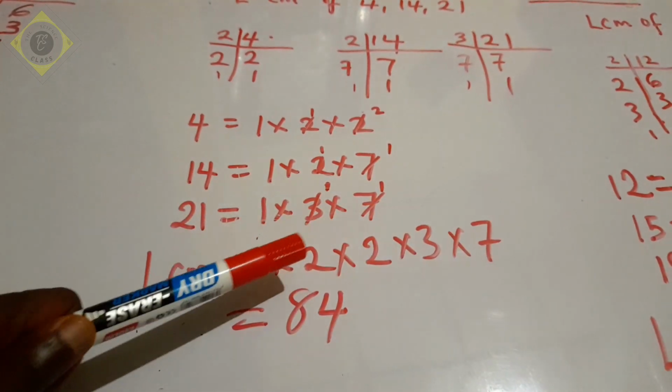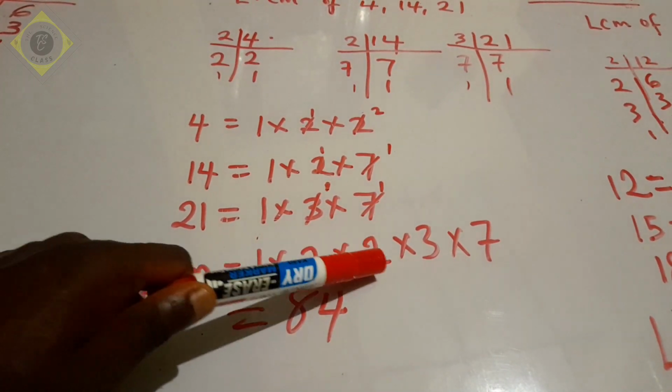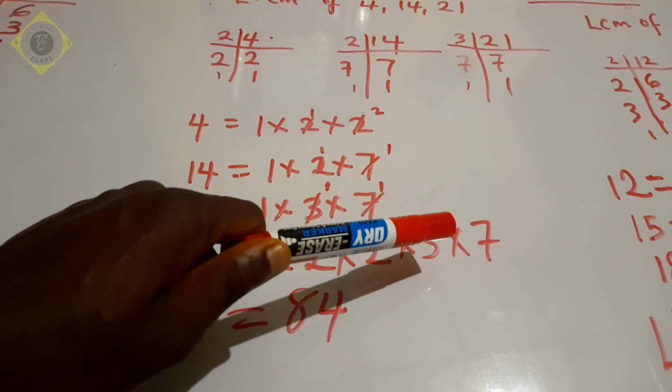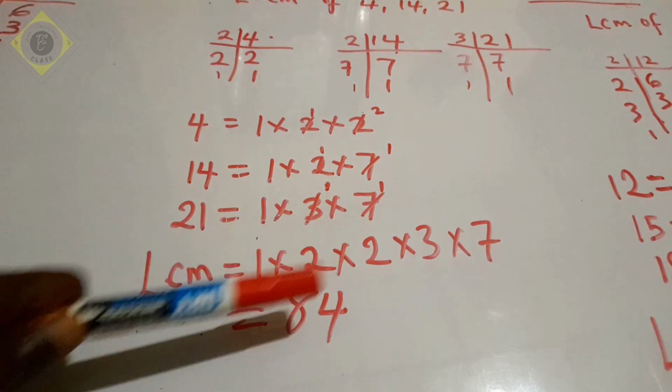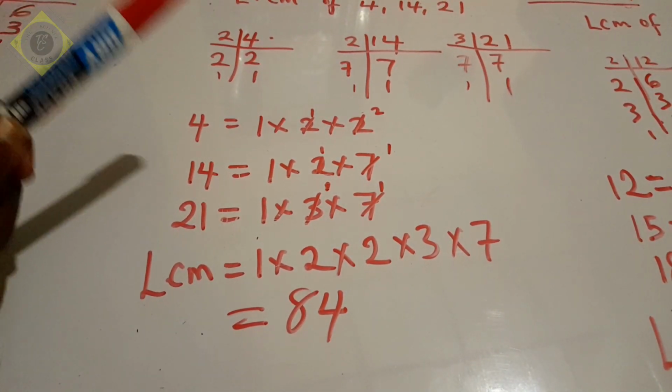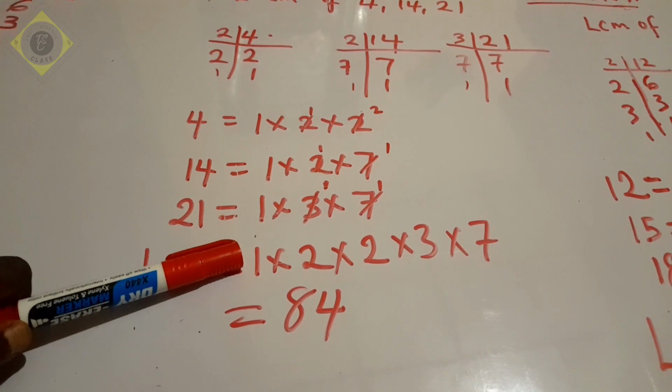This is it here. So 1 times 2, 2. 2 times 2, 4. 4 times 3, 12. Then 12 times 7 is 84. So the LCM of 4, 14, and 21 is 84.